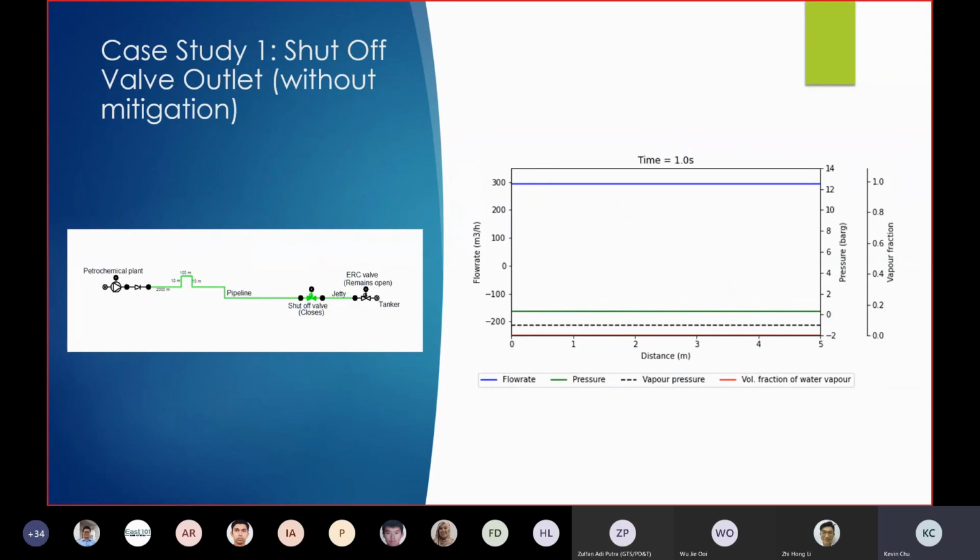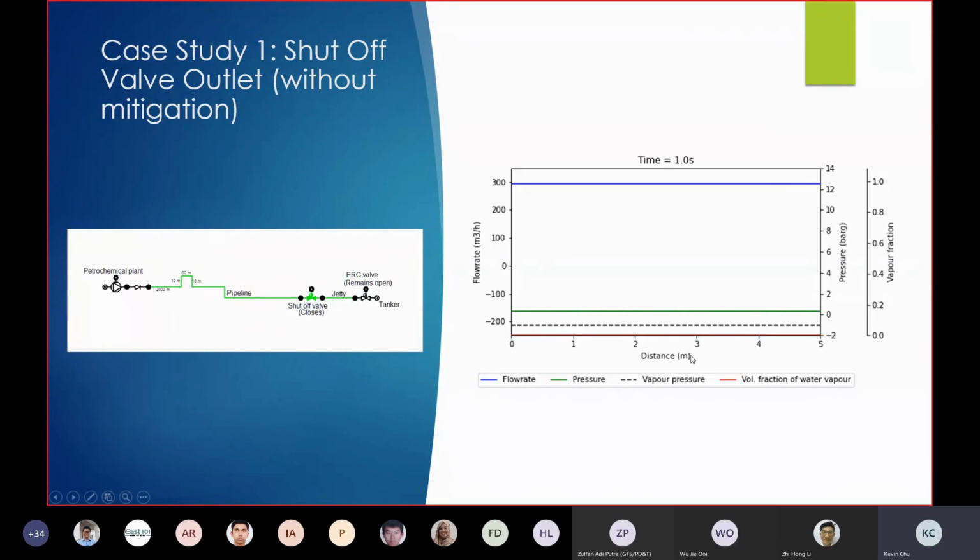Similar to the previous animations, the flow rate is about 300 meter cube per hour, but the pressure drop is minimal because the piping here is very short compared to the previous piping. So this is a 150 and this is a 5,000 to 6,000 meter. Here the flow is represented in blue, the pressure is in green, and the vapor fraction is in red.